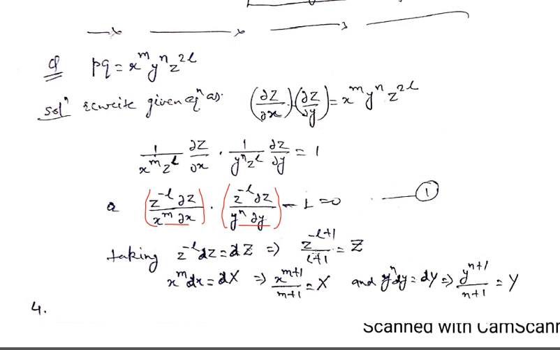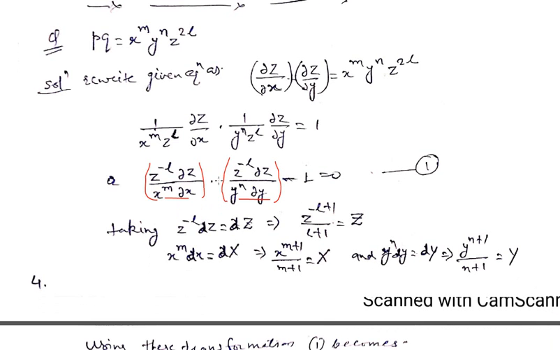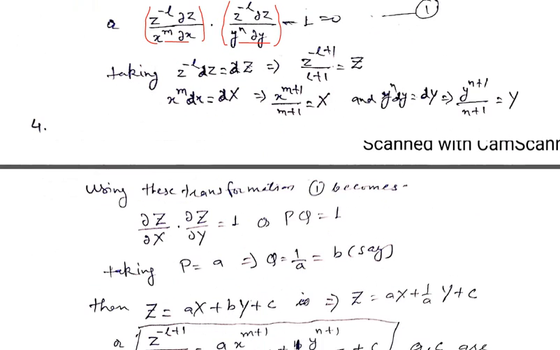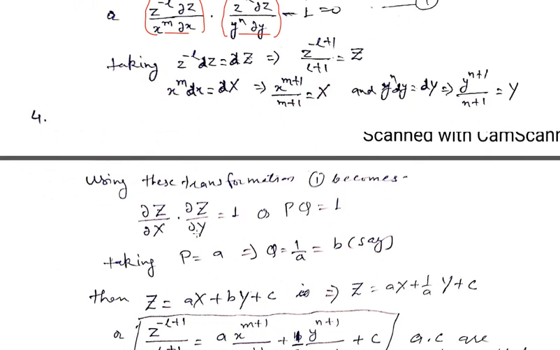When we integrate it, we get the transformation: capital Z is equals to z raised to power minus l plus 1 upon l plus 1, capital X is equals to x raised to power m plus 1 upon small m plus 1, and capital Y is equals to y raised to power n plus 1 upon n plus 1. So using this transformation, this equation 1 becomes del z upon del x into del z upon del y equals to 1, or PQ is equals to 1.